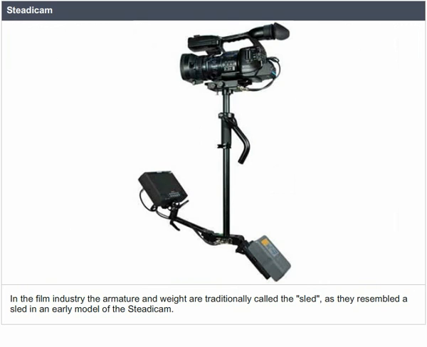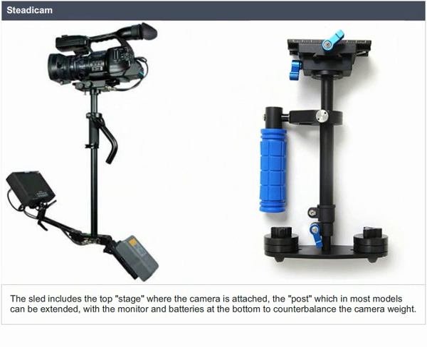In the film industry, the armature and weight are traditionally called the sled, as they resembled a sled in an early model of the Steadicam. The sled includes the top stage where the camera is attached, the post, which in most models can be extended, with the monitor and batteries at the bottom to counterbalance the camera weight.